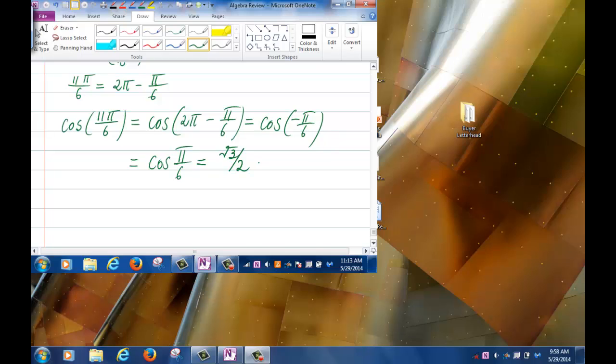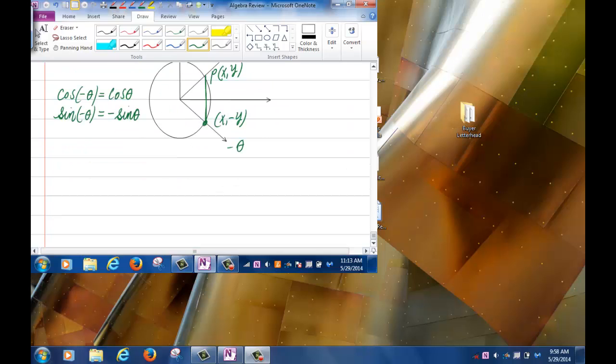I think in your homework there are some problems like this, right? Evaluate these special values. And when they say evaluate, they don't mean use your calculator, okay? They mean find the exact value, okay?